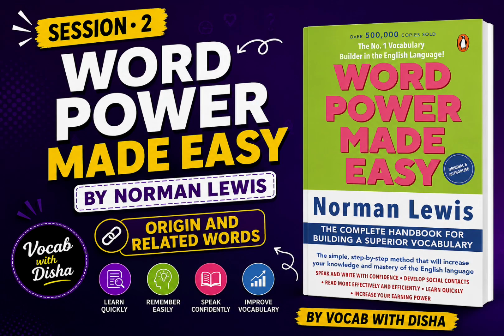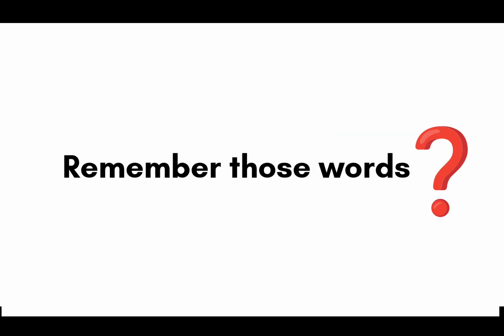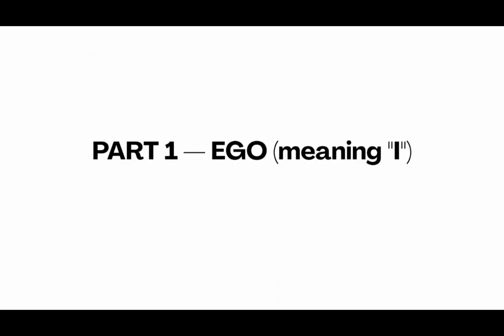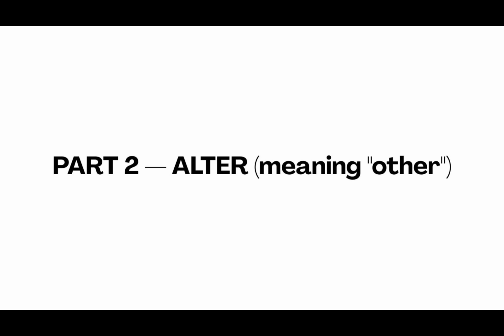In the first session, we learned about personality types. Remember those words that describe different kinds of people? Well, in this session, we are going to go even deeper into personality types. Today's theme is built around two tiny but powerful Latin roots: ego, meaning I, and alter, meaning other.